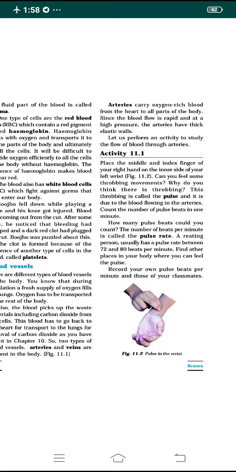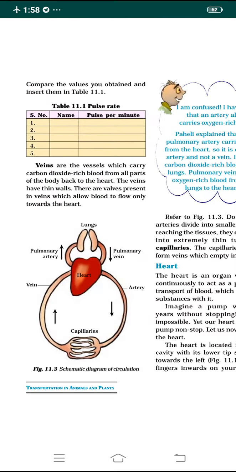An adult resting person usually has a pulse rate between 72 to 80 beats per minute. We can find the pulse even on some other parts of the body also. You can record the pulse rate of different classmates and make a list of that. Here it is given in table 11.1 that we discussed in the previous class.